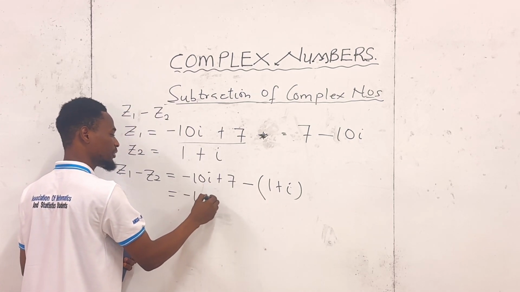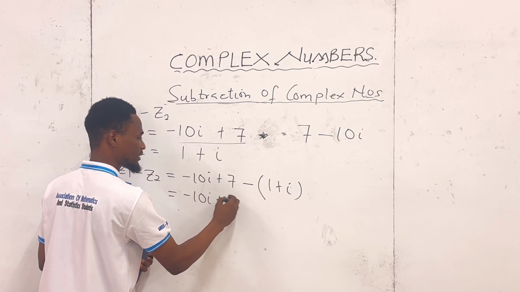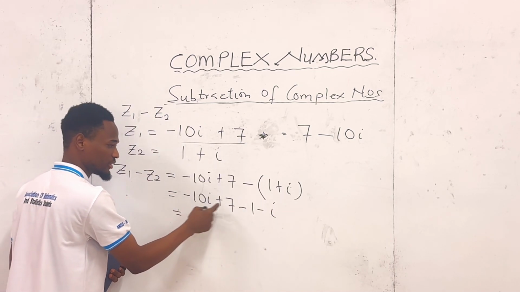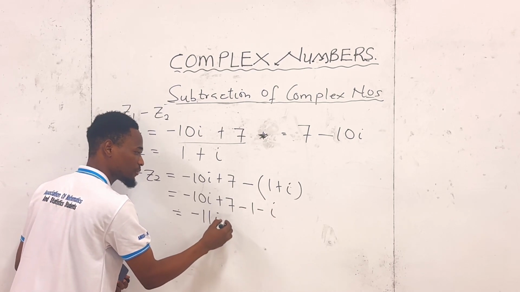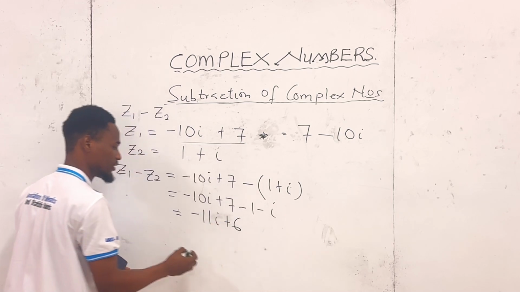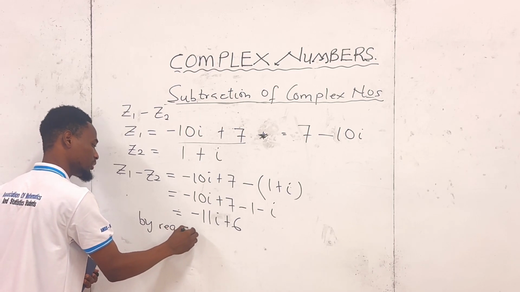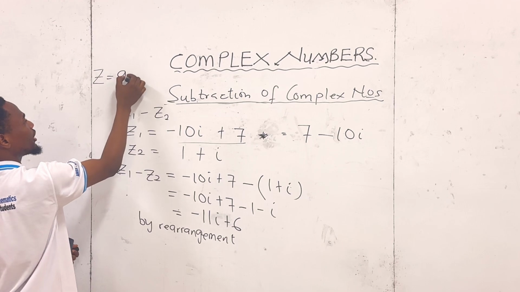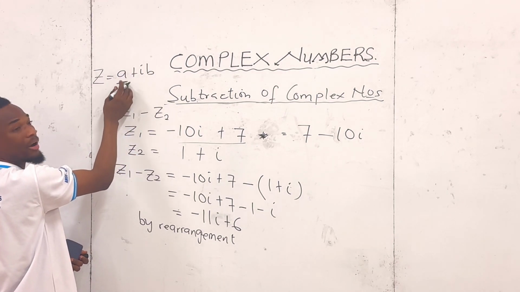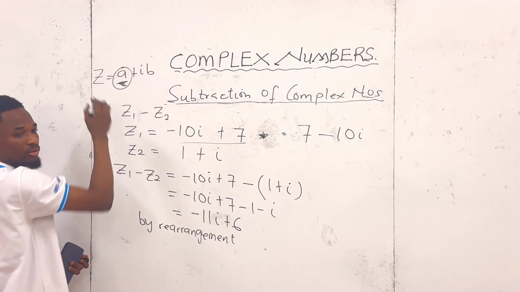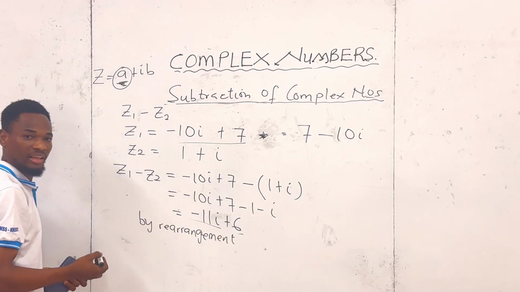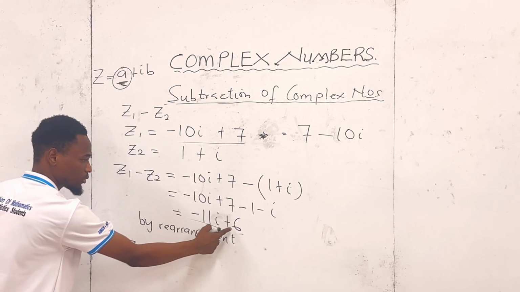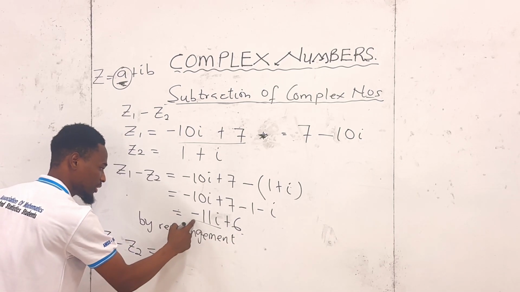So I'll have negative 10i plus 7, then minus 1 minus I. We have negative 10i and negative I, so I'll get negative 11i. Then 7 minus 1 is 6. Why rearrangement? We know that the complex number C is equal to A plus IB, where A is the real part. So here the real part is 6 and the imaginary part is negative 11. So z1 minus z2 is equal to 6 minus 11i.